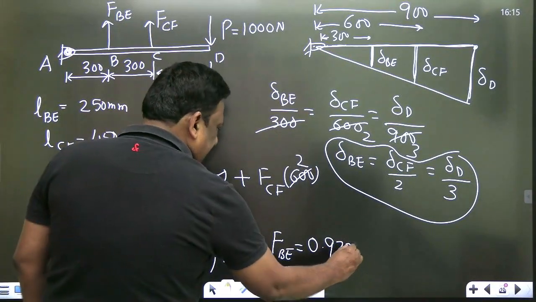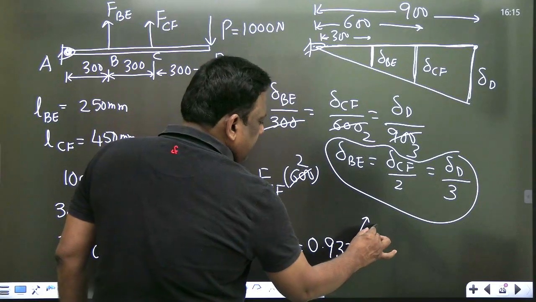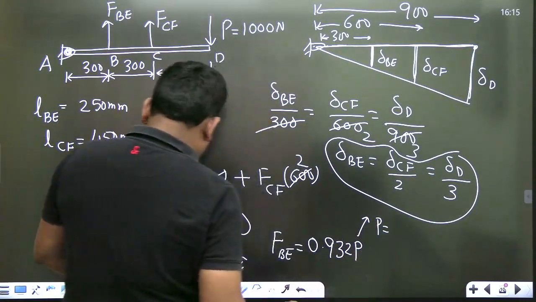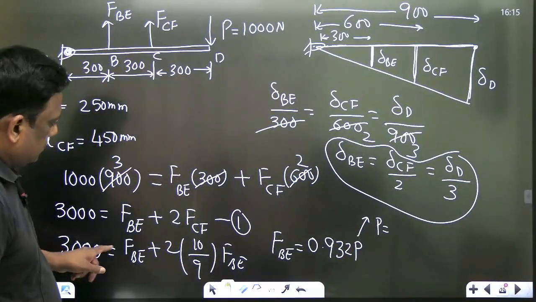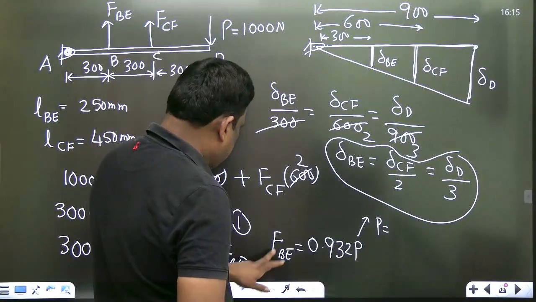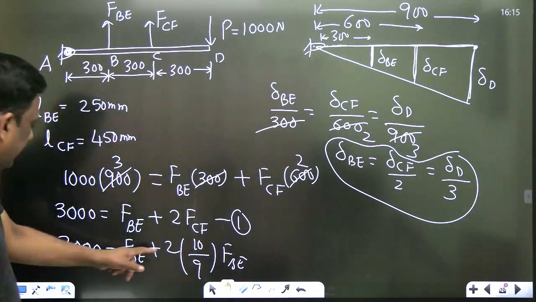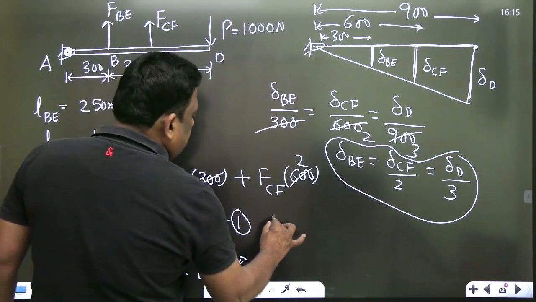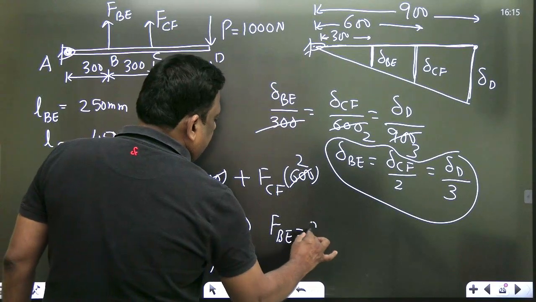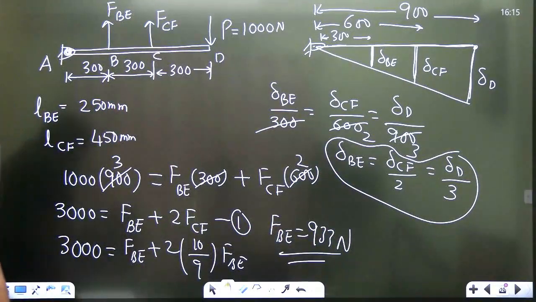0.932 something F, but F is given in kilonewton. P is already given as 3000. So if you calculate this value, my dear students, if you calculate F_BE, you are getting some 933 Newton. So F_BE is 933 Newton.